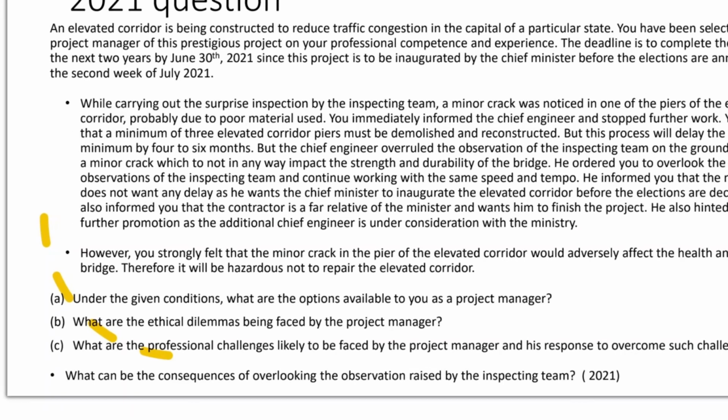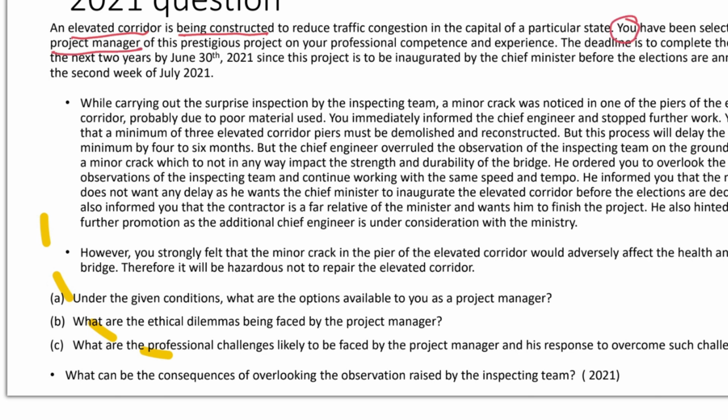An elevated corridor is being constructed to reduce traffic congestion in the capital of a particular state. You have been selected as a project manager on this prestigious project on your professional competence. The deadline is to complete this in the next 2 years, since this project is to be inaugurated by the Chief Minister before the elections are announced. While carrying out a surprise inspection by an inspecting team, a minor crack was noticed in one of the piers of the corridor, probably due to poor material used. You immediately informed the chief engineer and stopped further work.